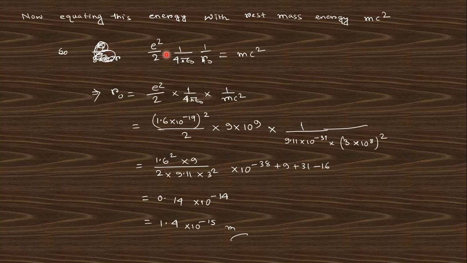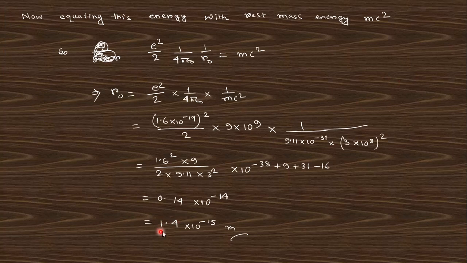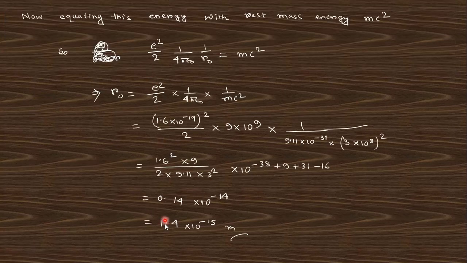If you equate these two with mc square, you will get r0 with the value 1 times 10 to the minus 15 meter. But the answer is 2.8 times 10 to the minus 15 meter. There is a multiplication of 2, but I did not get any 2 here. If anyone can find the error in this calculation, you must comment in the comment box. Is there any error in this calculation?